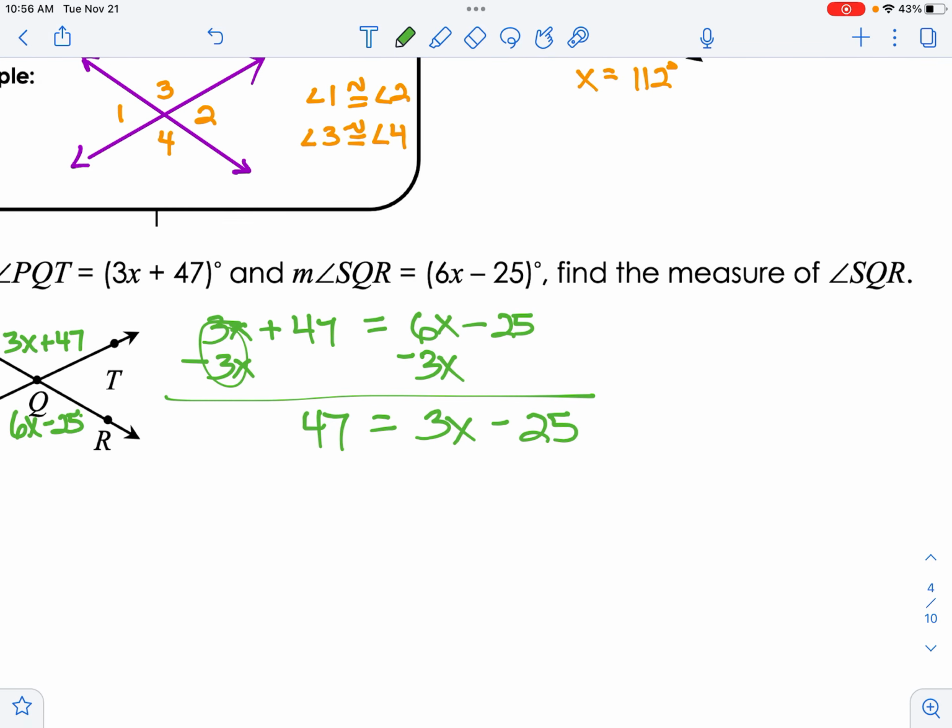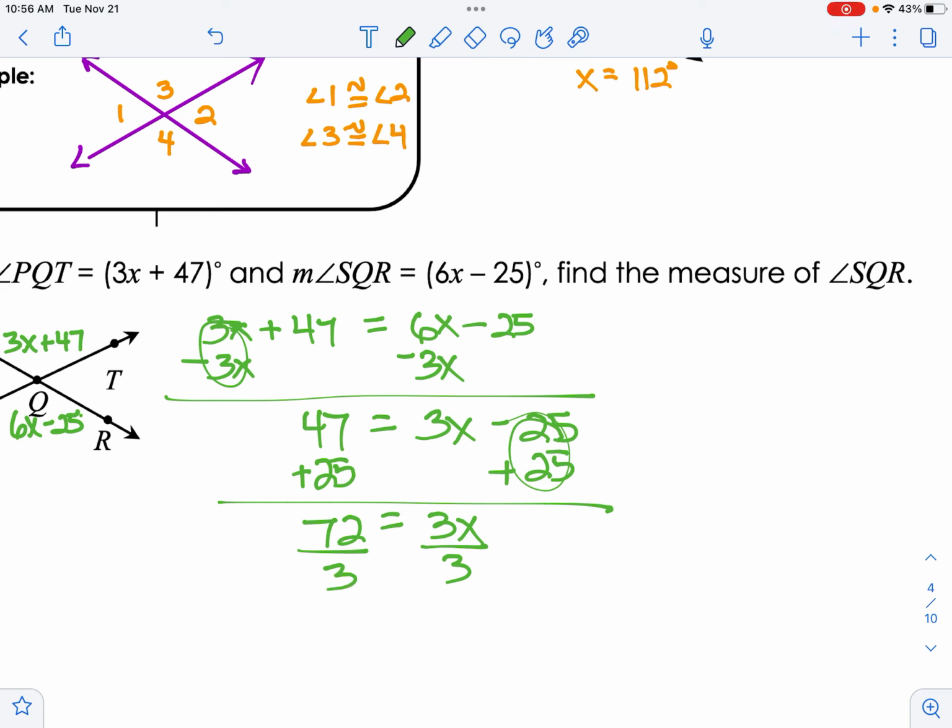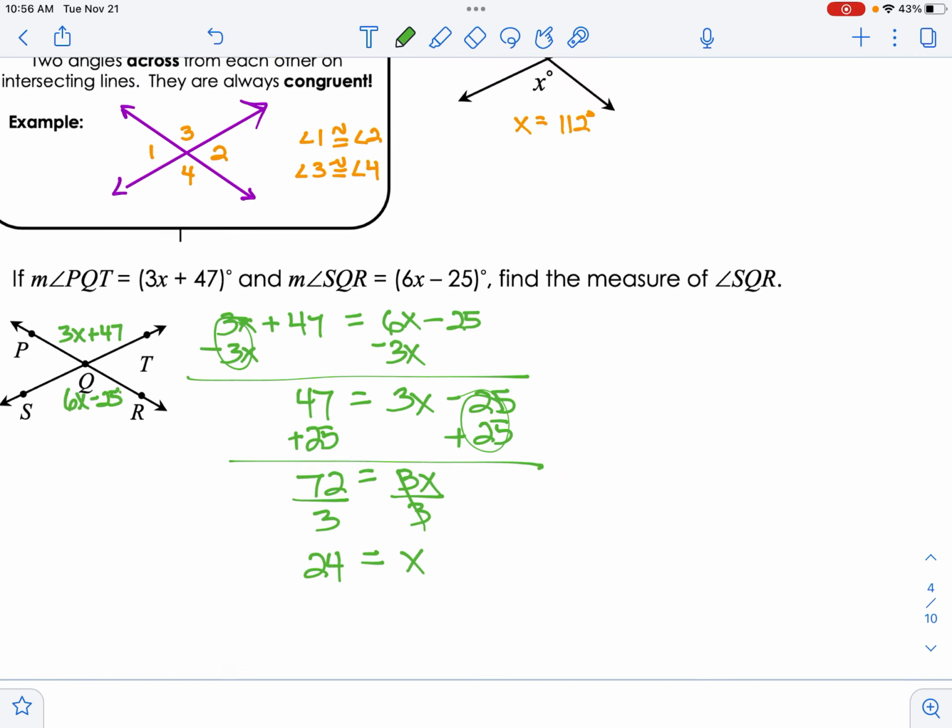I'm going to add 25. There we go. So this would be 72 equals 3x. All right, and then I want to divide by 3. So 72 divided by 3 would give me, what, 24. So x is 24.